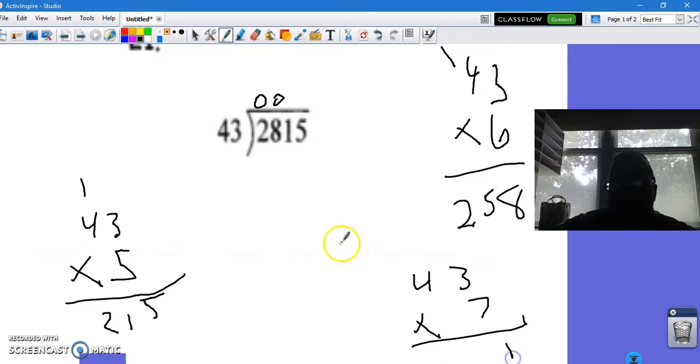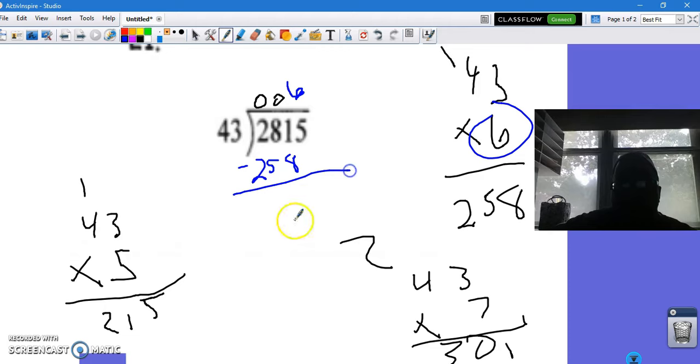7 times 3 is 21. 4 times 7 is 28. 29, 30. 301. Too big. So guess what we're going to stick with? 6. Because we just discovered that 6 times 43 is 258.